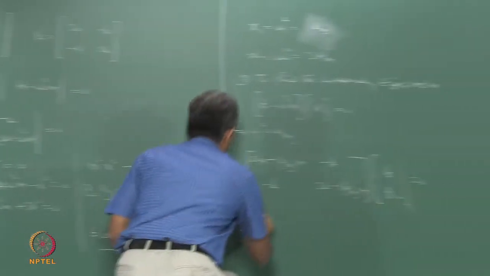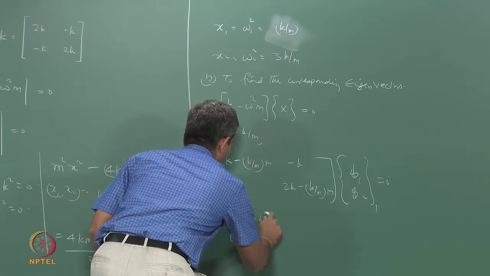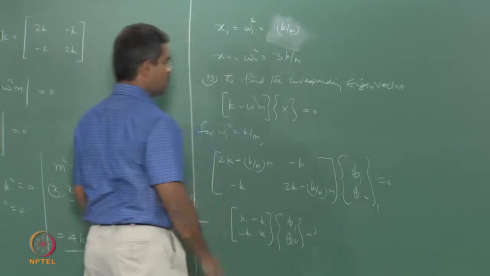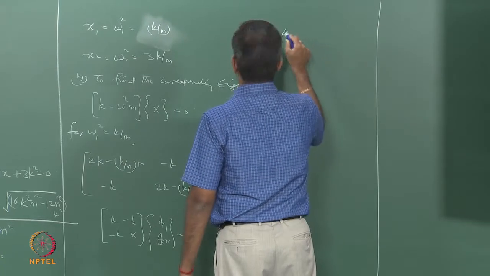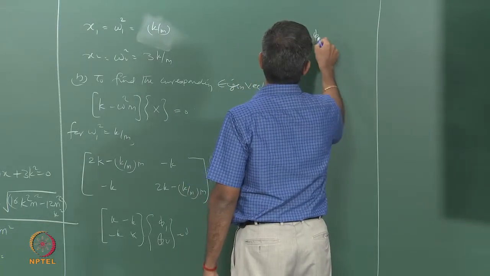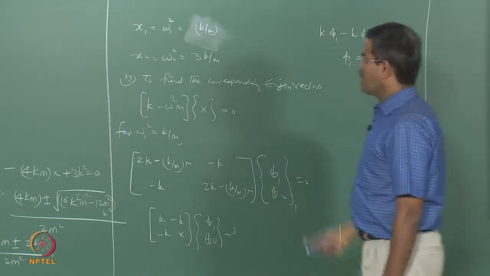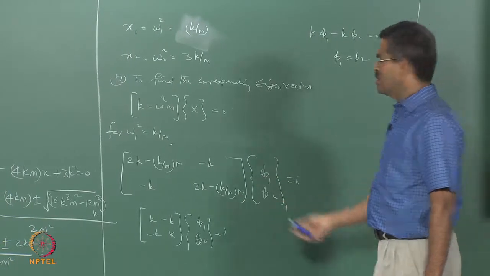So, this amounts to 2k minus k is k, minus k, minus k, k, of phi 1 phi 2 set to 0. So, this shows that if we expand this, k of phi 1 minus k of phi 2 is set to 0, it says phi 1 is phi 2. So, there are two unknowns, there are two equations, but still we cannot solve, because both the equations will give you the same meaning.